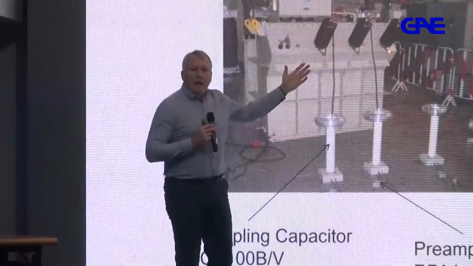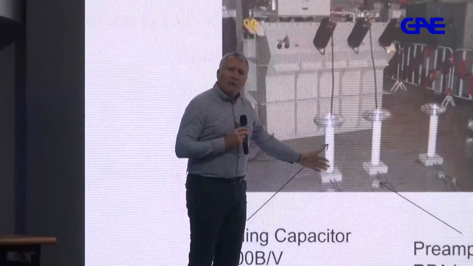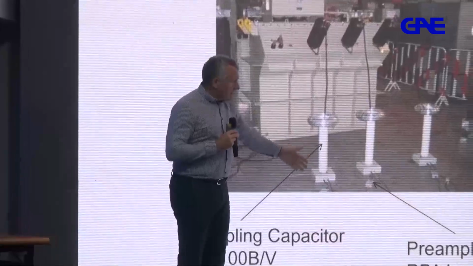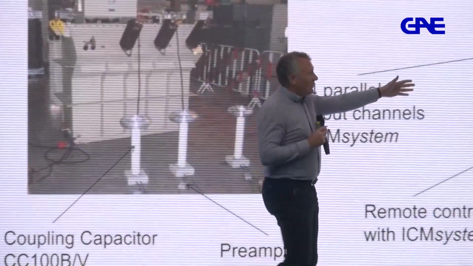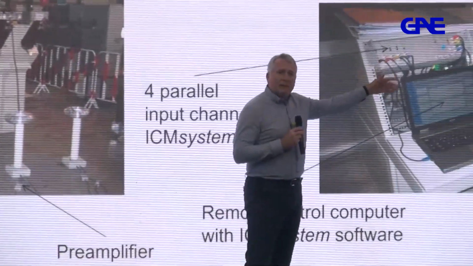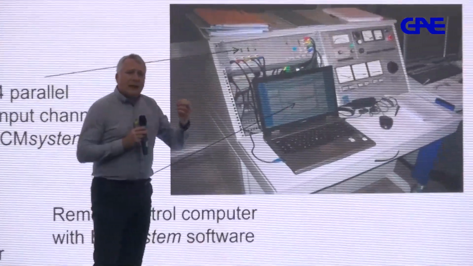So what is being used is usually a coupling capacitor, and this coupling capacitor has a preamplifier, and eventually the signal gets back into the ICM system that I discussed. But what's the takeaway here?